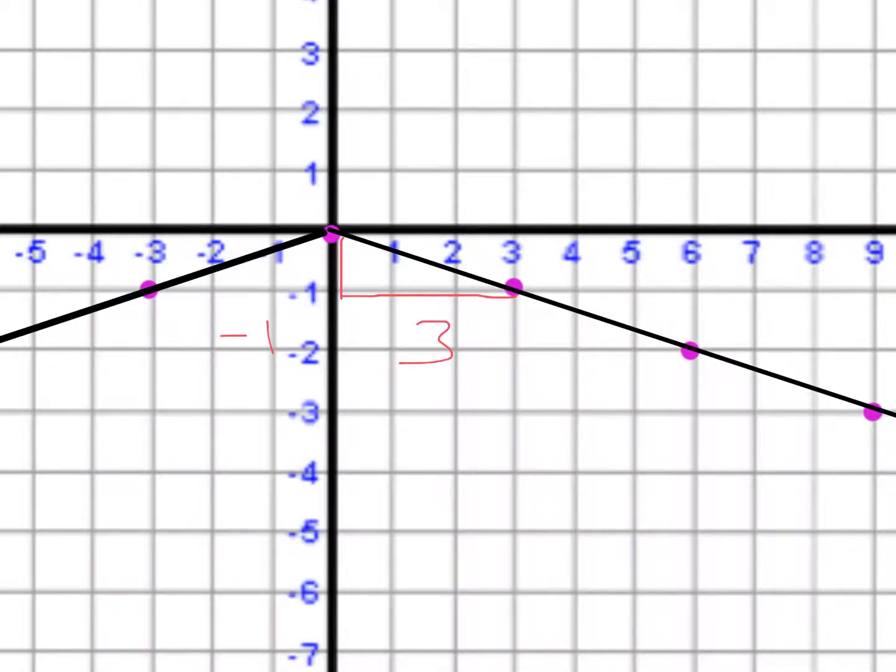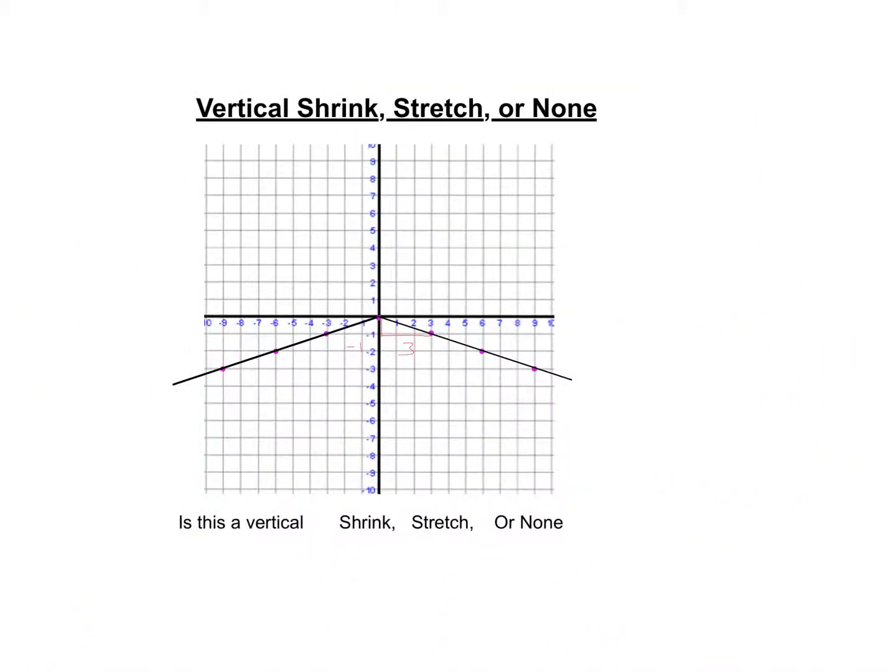Okay, so my slope stretch is negative 1/3. Now obviously we need to take the absolute value of this. Now remember folks, absolute value makes everything happy, so it makes everything positive. So it's going to be positive 1/3.